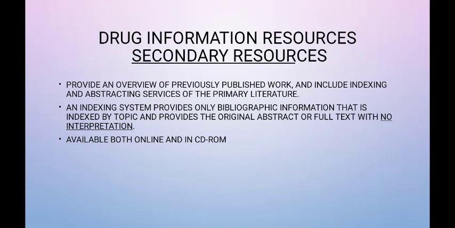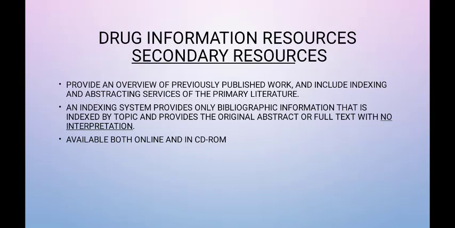Now we can see the secondary sources of drug information. They provide an overview of previously published work, including index or abstract services of the primary literature. An index system provides only bibliographic information indexed by topics and provides the original abstract or full text with no interpretation, and is available both online and in CD form.